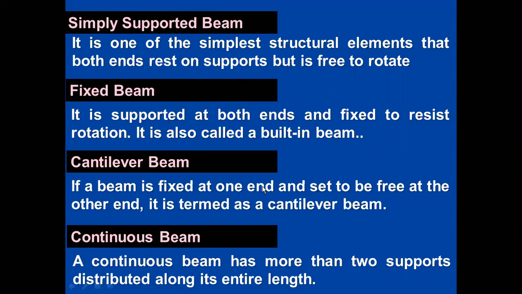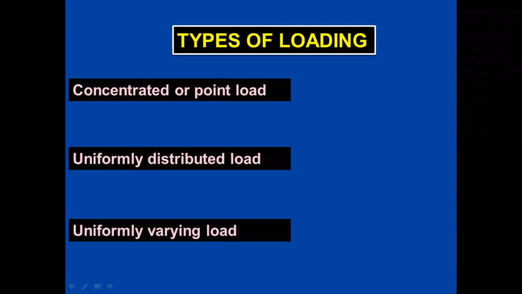Next, cantilever beam. As I mentioned, in a cantilever beam one end is fixed and the other end is free. Continuous beam is a beam where more than two supports are distributed along its length. We talked about the different types of beams and what you mean by a beam. Now the second part is types of loading.